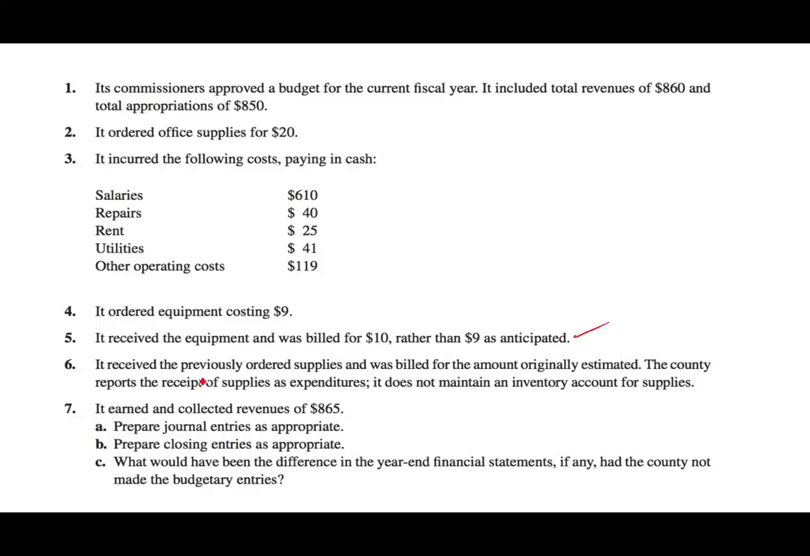So we're done with 5. Now entry 6: it received the previously ordered supplies and was billed for the amount originally estimated. The entity reports the receipt of supplies as an expenditure. It does not maintain an inventory account. So basically what we're saying is that the supplies we ordered, we received for exactly that amount.